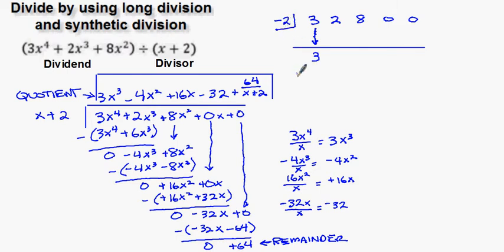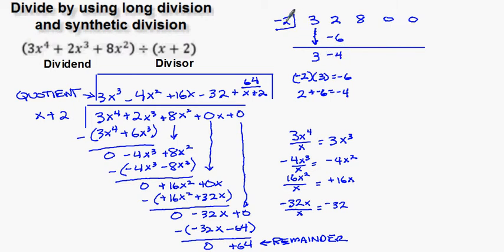I'm going to bring down my first numeric coefficient, 3, and I'm going to perform multiplication. So I'm going to go -2 times 3, which gives me a -6. I put that -6 into the second row, and I'm going to add this column. So I'm going to go 2 plus -6, which gives me a -4, and I put that -4 right here.